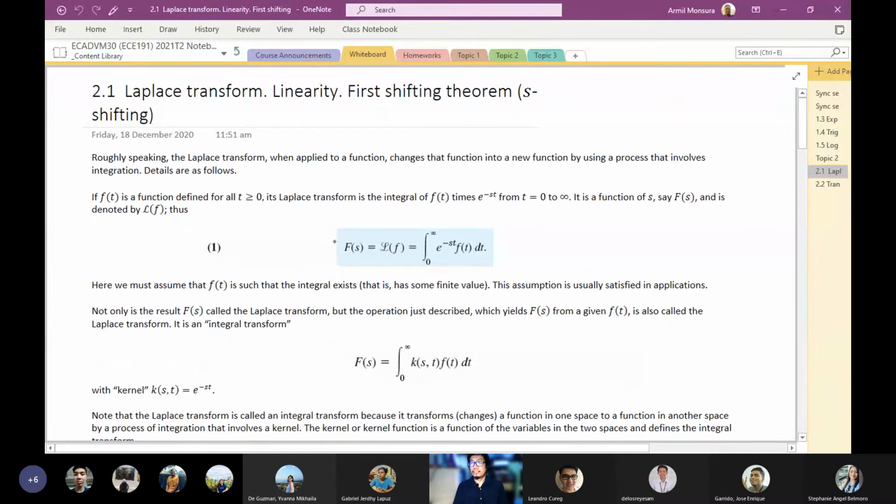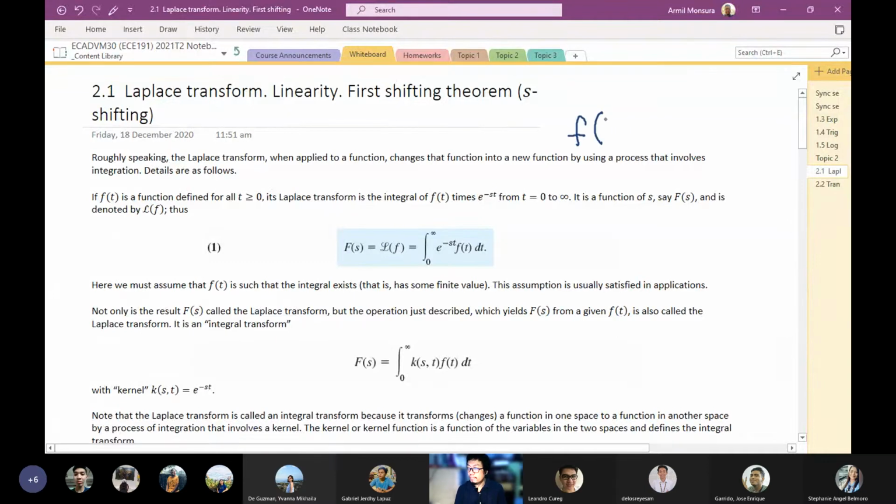Okay, so again, as I stated before, we start with a function in the t domain. We have a function whose independent variable is t. So we say that this function is in the t domain. The use of t as a variable and not x signifies the fact that later on, t would actually correspond to time.